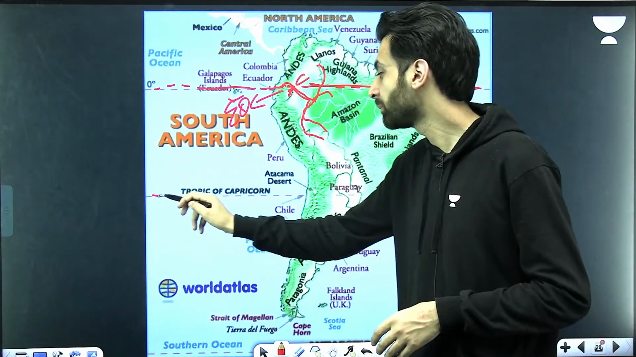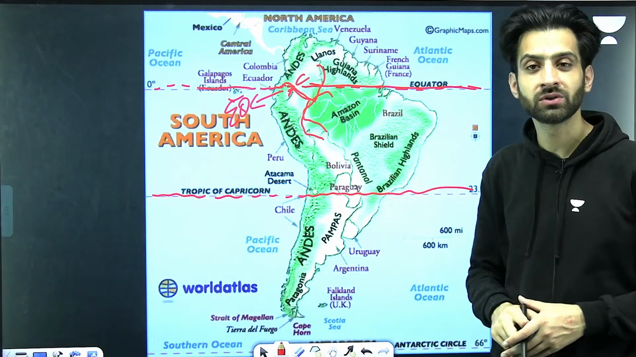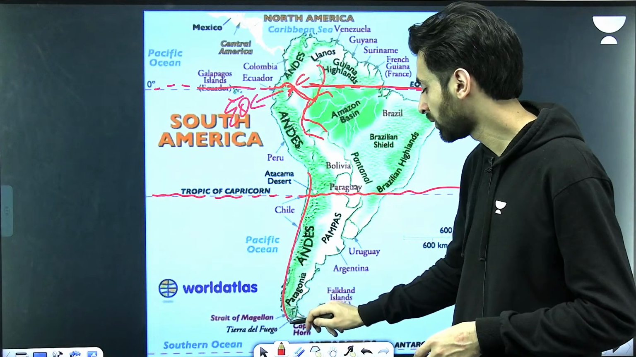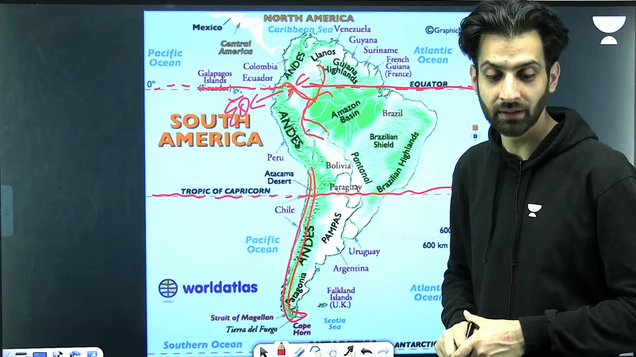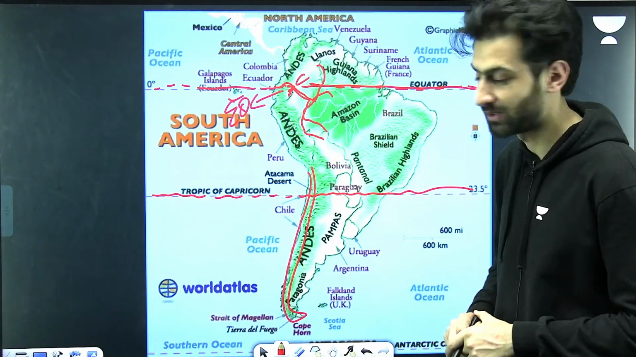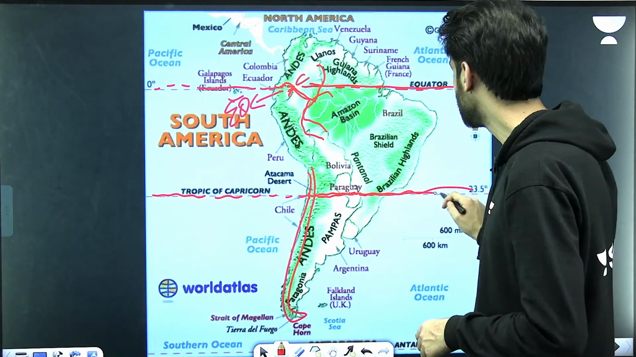Then talking of the Tropic of Capricorn, you can easily name the countries through which the Tropic of Capricorn is passing. This, as I told you, the longest country, that is Chile. It's passing through Chile, number 1. Right, Zainab, it's Chile. Good, that's good. It is Chile, then going through Paraguay and then through Brazil.